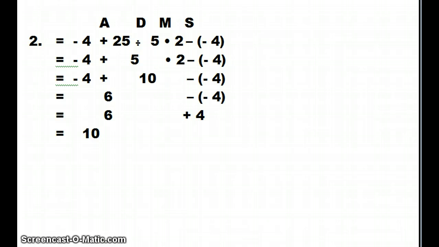So now we have negative 4 plus 10 minus a minus 4. So we have addition and subtraction. We're going to do that addition in the first place and get 6. We have 6 minus a minus 4. A minus minus 4 is a plus 4, so we replace it by a plus 4, and we have 6 plus 4 is equal to 10.